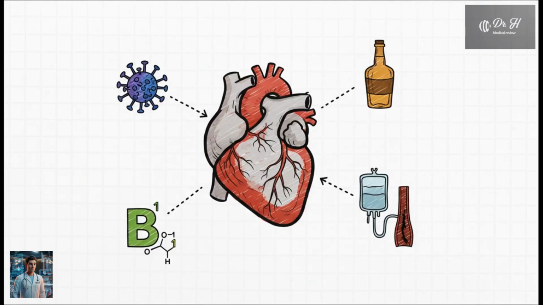So what causes this? A lot of the time it's idiopathic, which is just a fancy way of saying we have no idea. But there are definitely some classic culprits you've got to know. We're talking viruses, like Coxsackie. Chronic alcohol abuse is a big one. Thiamine deficiency, you'll know it as wet beriberi. Yep, that can do it. And even some chemo drugs like doxorubicin. And of course, ischemia can be a cause too.